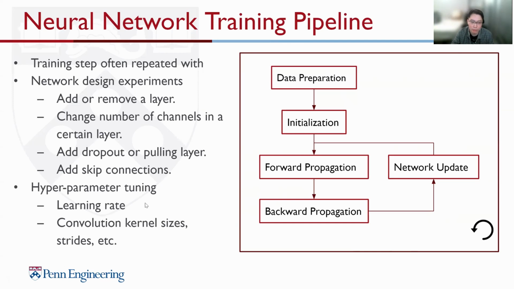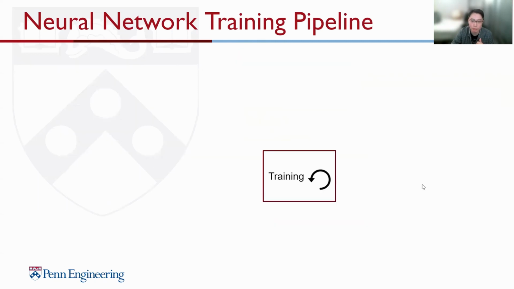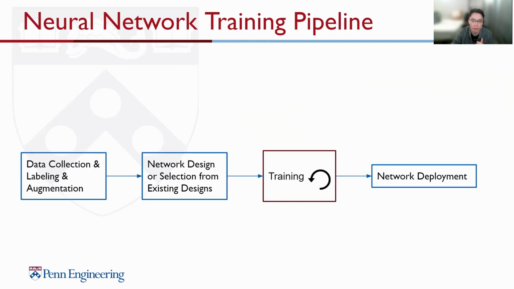Like we need to try different learning rates. We try different convolutional kernel sizes or other things, just to make sure that we are scanning the whole space to find the optimal training result. So this is a training pipeline of a single neural network. However, training is only one part of the whole life of the neural network.